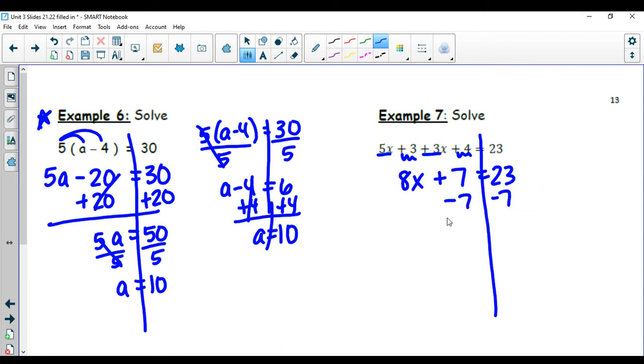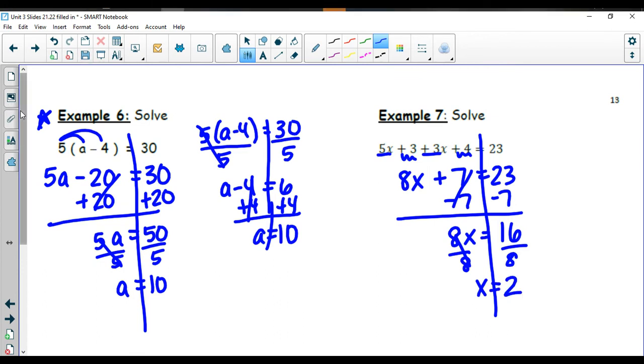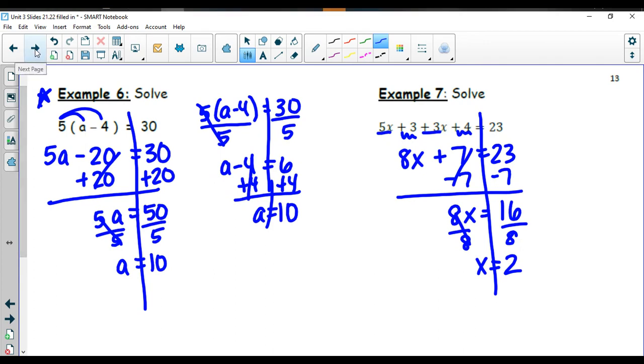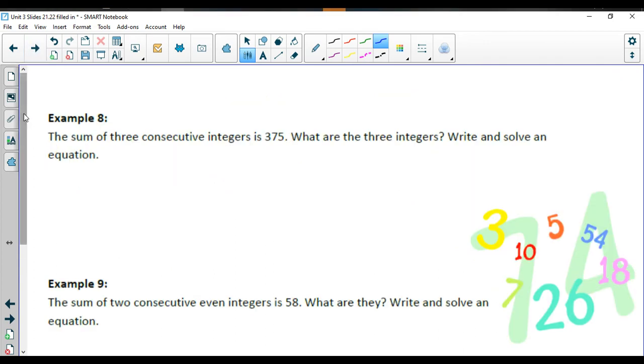So I'm going to subtract 7 on both sides, and I get 8x is equal to 16. Divide through by 8, and I'm going to get x equals 2. So that's how you basically solve straight up solving equations problems like this. The next couple examples are all going to be word problems.